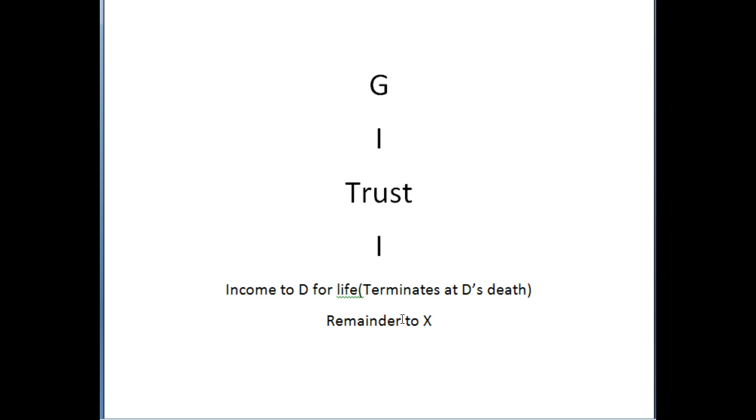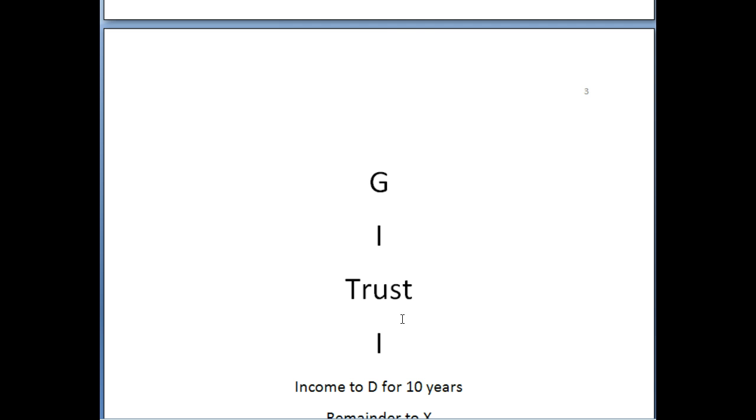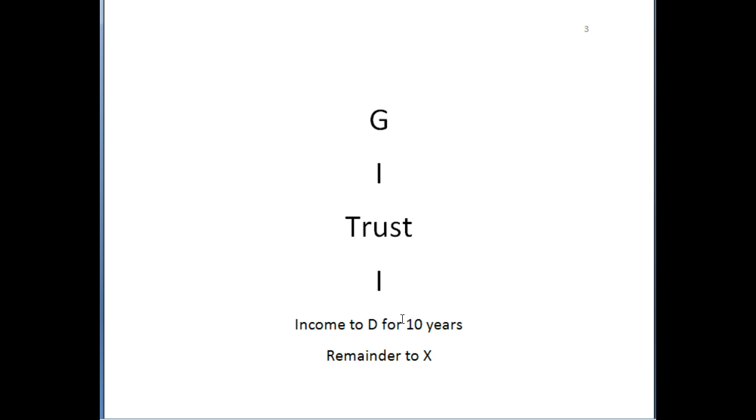Now, change the example a little. On the next example, we have G, the grantor, who sets up an income interest that goes to D for 10 years. And that's an income term. And then the remainder goes to X. Well, if D dies before the income term ends, say 7 years into this, so that there would only be 3 years worth of income that belongs to D left.